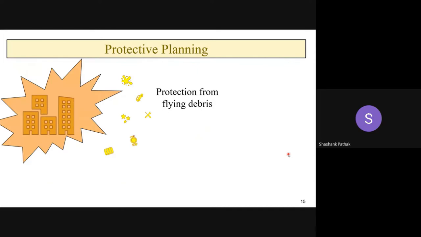Also, when we are making some protective planning, we have to understand, suppose if there is a blast in a particular building, so there will be a lot of flying debris which can lead damage to the surrounding structures. So we have to understand that phenomena also. What can be coming out from the flying debris?